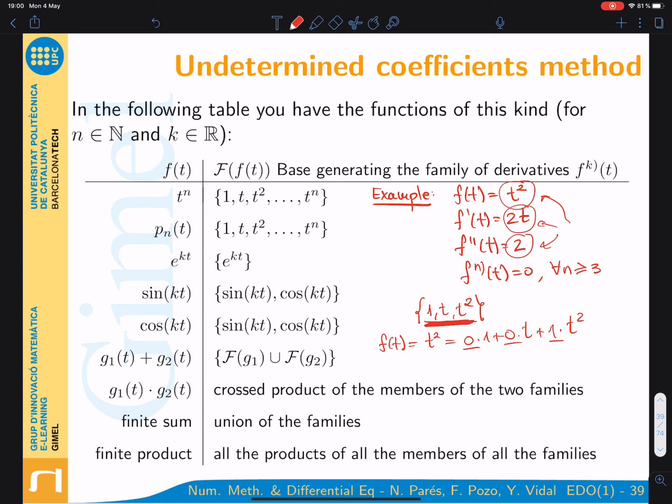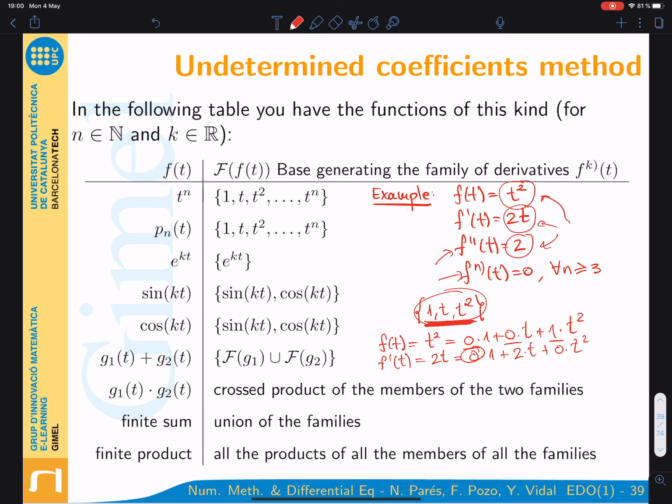Or for example, f prime of t, which is equal to 2t, can be reproduced by doing a linear combination of the functions here. For example, 0 times 1 plus 2 times t plus 0 times t squared. And we could do the same with f prime prime, and of course with any of the other derivatives, just selecting 0 coefficients everywhere to get this 0.